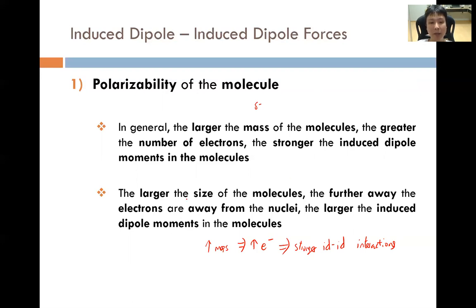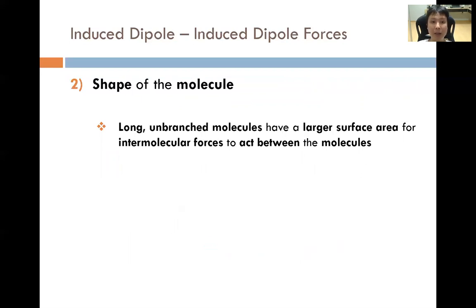Okay, and on the other hand, also, if the size of the molecule is larger, then the electrons are also further away from the nucleus and they're actually more free to move about. And if they're more free to move about, then it's easier for the electrons to congregate on one side at any given moment of time. So basically, this will also mean that if the size of the molecule is larger, then the induced dipole moments will be larger and the stronger will be the ID-ID forces of interaction. The second factor is the shape of the molecule.